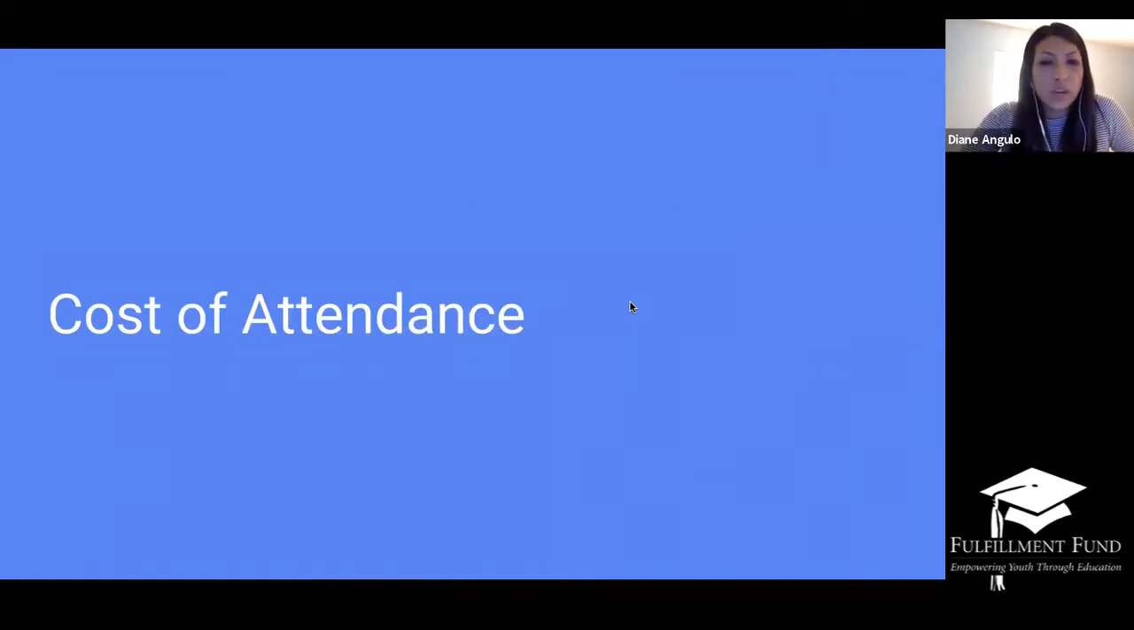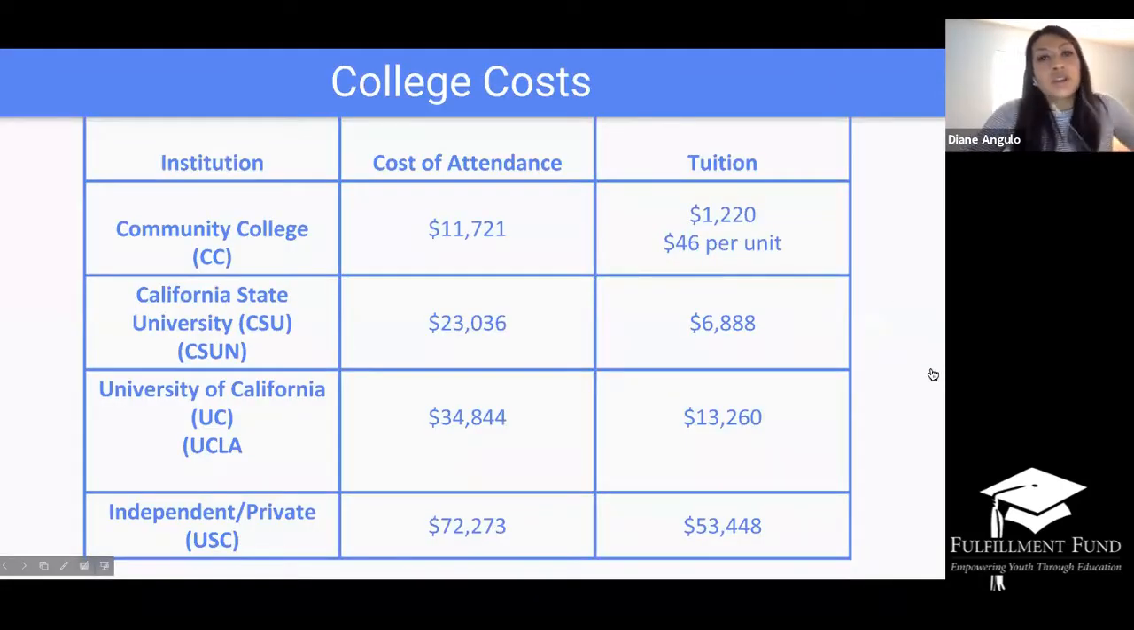All right, so cost of attendance. When it comes to cost of attendance of a school, these are the different college costs. If you can see, on the left side is the institution. So there are the community colleges, there are the Cal State universities, the UCs, and independent private colleges. So cost of attendance varies per school. If you can see, the cost of attendance for a community college is around $11,721. The Cal States are a little more expensive. The UCs start getting a little more expensive. And then the independent or private schools tend to be the most expensive.